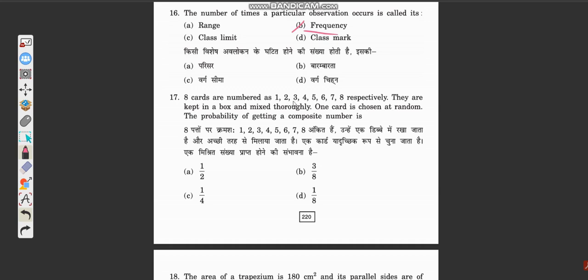8 cards are numbered 1, 2, 3, 4, 5, 6, 7, 8 respectively. They are kept in a box and mixed thoroughly. One card is chosen at random. The probability of getting a composite number. So select a composite number here. 4 is a composite number. 6 is a composite number. 8 is a composite number. So out of 8 options, your favorable outcomes are 3. 3 by 8 is the probability. Very easy.